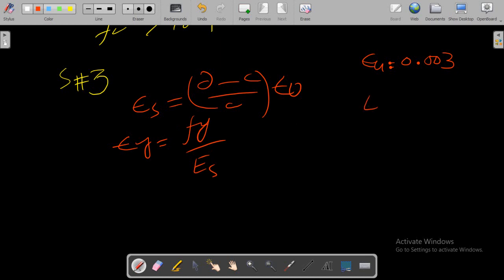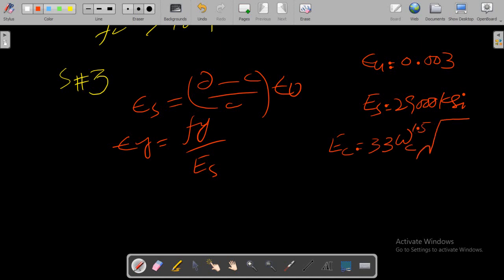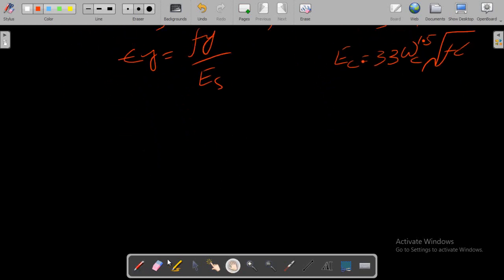Epsilon y is calculated by Fy divided by the modulus of elasticity of steel. We know the modulus of elasticity of steel is 29,000 ksi. For concrete, the modulus of elasticity is 33 times the unit weight of concrete to the power 1.5 into the square root of fc prime. Now once we have the value of epsilon y, we have to check that assumption.